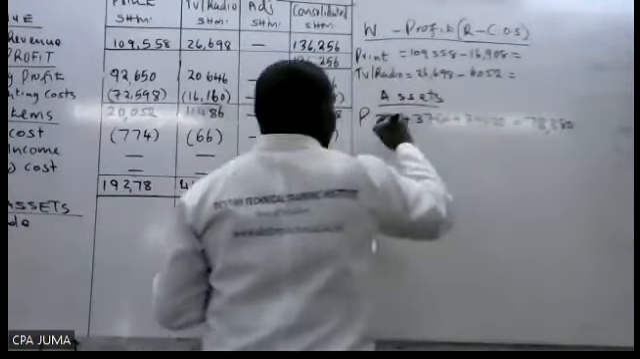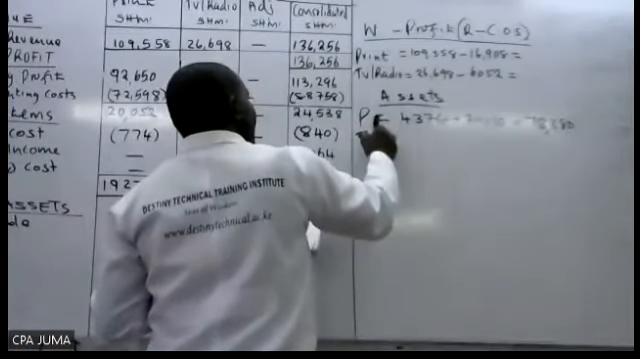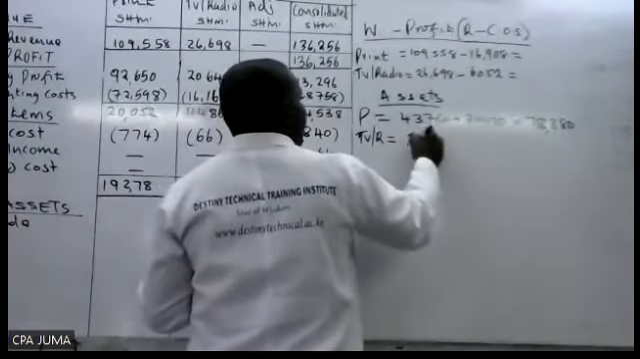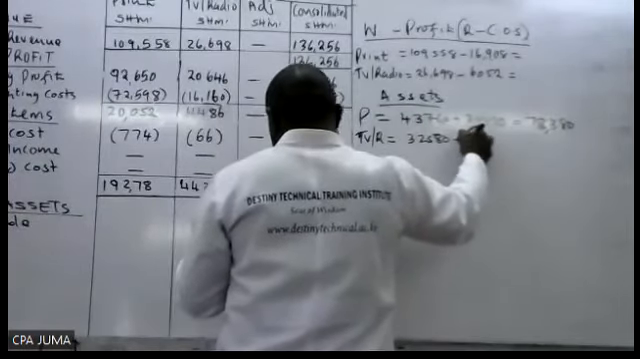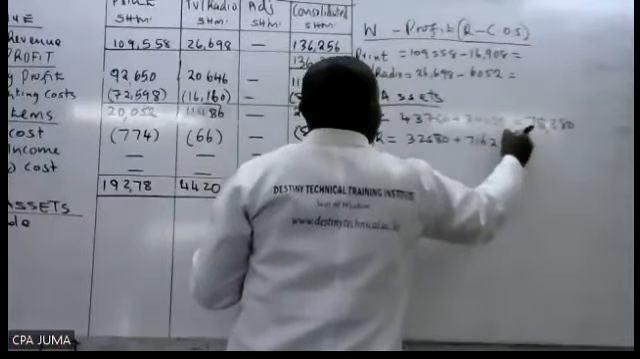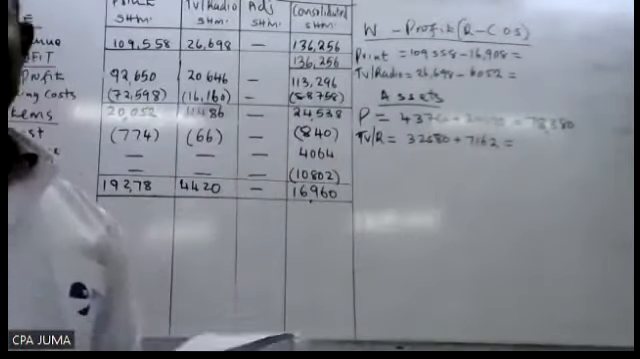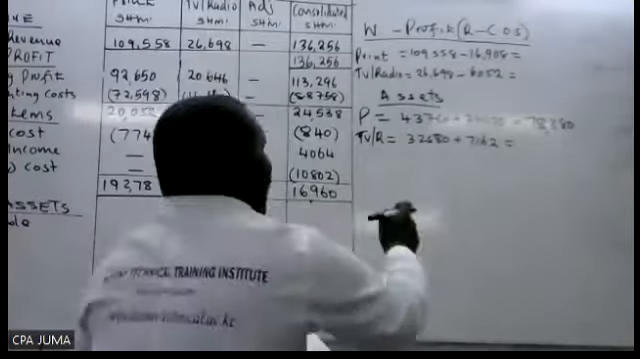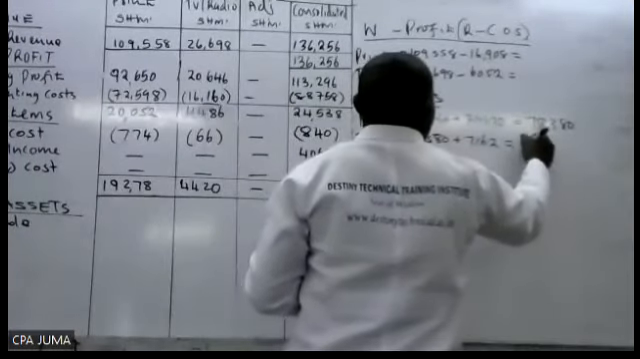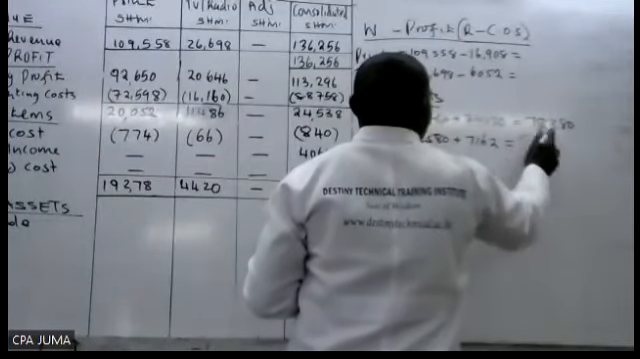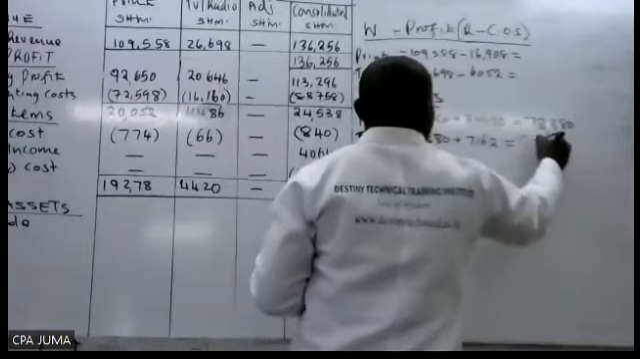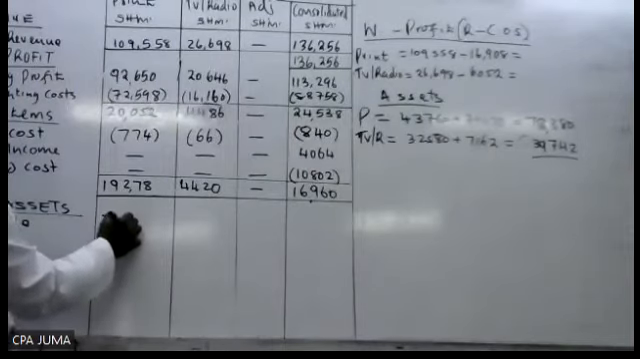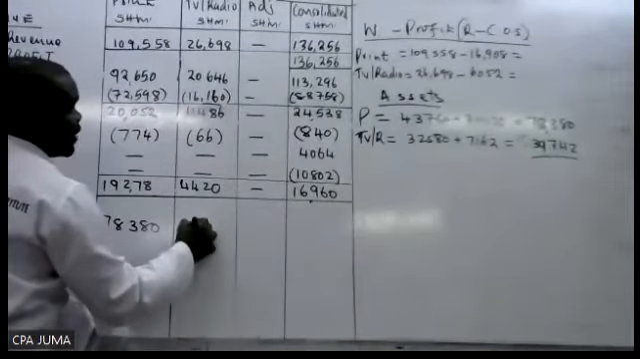73,18. Then for TV and the radio. TV 32,580. Yes. Plus 71. I add the two. I have something here unallocated. Where do we take share of results? How much? 39,742. I bring them here. The two of them, 78,380, 39,742.